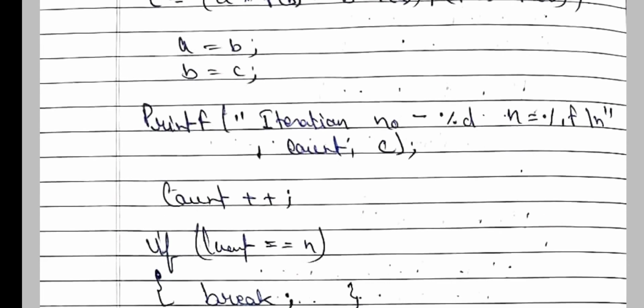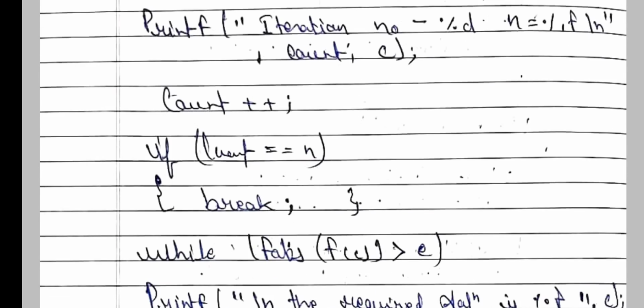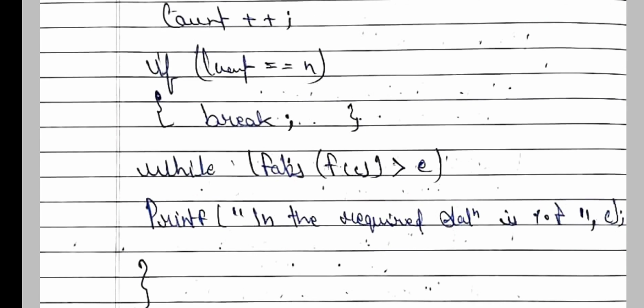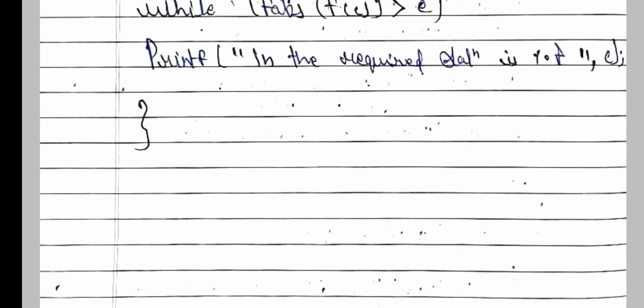Now we print the iteration number count and c. C is the solution, count is the iteration number, and count will be incremented each time. If count is equal to n, which is the highest, then we break, otherwise we proceed while the modulus of f of c is greater than e, and then the required solution is c. Thank you so much.